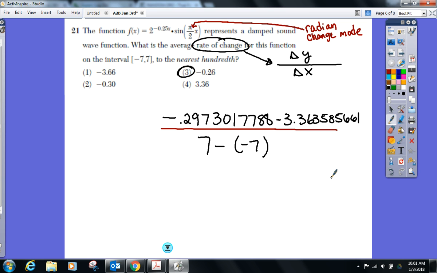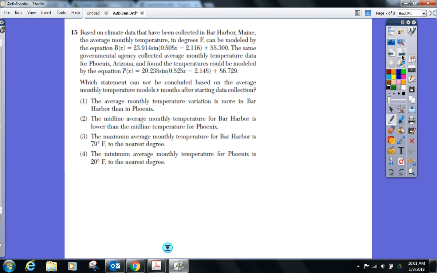Everyone all right? Last one. Another multiple choice. We're going to go to Bar Harbor, Maine, and Phoenix, Arizona. 15, everyone. We're going to end this at 15.